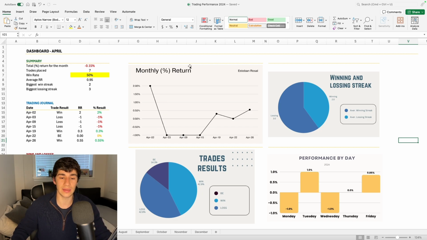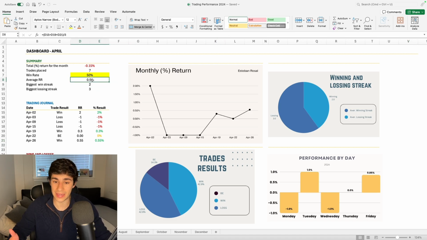So if we can see the month of April, I finished the month with a negative minus 0.15. So it was basically a month where I placed 7 trades in total and I had a 50% win rate. My average RR was 0.95, which basically means that the average of the trades I took at the end was 0.95.